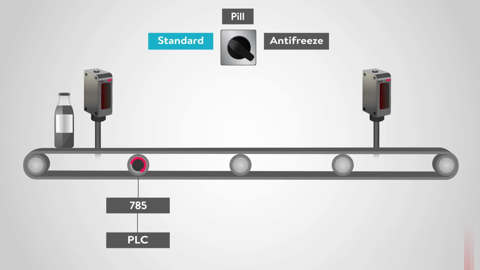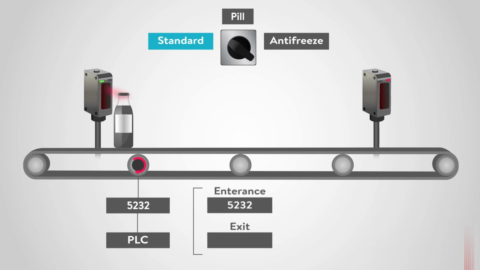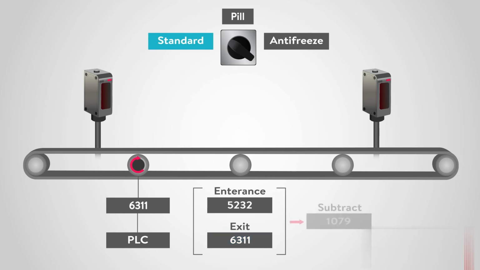We'll place the object on the conveyor, and as soon as the entrance photo eye sensor detects the object, the current encoder count is captured. Let's say that number is 5,232. We will then capture the count with the object exiting and being detected by the exit photo eye. We'll say that the number is 6,311. So to determine the count of the full travel, we will subtract 5,232 from 6,311 and determine that the object travel is 1,079 counts.